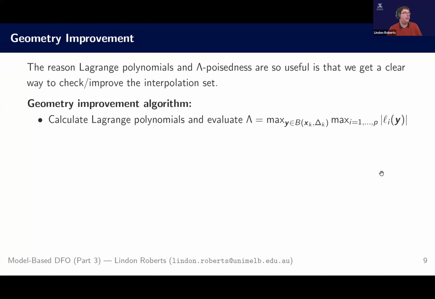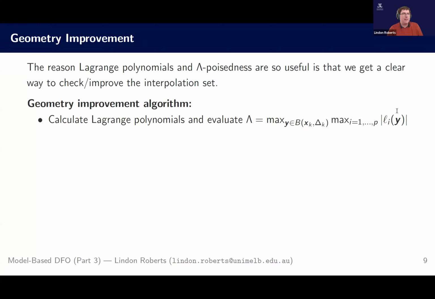The way it works is like this. Let's suppose I'm starting with a particular interpolation set and I want to decide, is this set good enough? If not, how do I fix it? What points should I change to make it good? The first thing I need to do is calculate all my Lagrange polynomials and calculate the value of lambda. So maximize over all values of y in the trust region, maximize over all the Lagrange polynomials, the absolute value of Li evaluated at that point y. So compute the lambda poisedness constant.